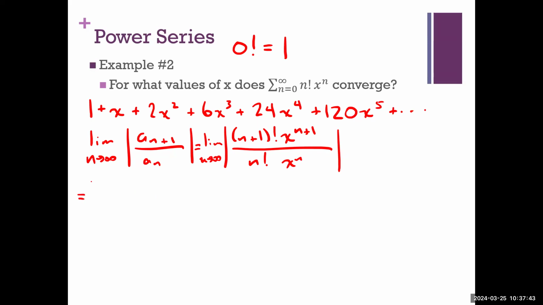Does this simplify at all? So we just saw how the x to the n plus 1 over x to the n simplifies. I'll call that absolute value x and pull it out. Do the factorials simplify in any convenient way? How so? n plus 1 times n factorial. Okay, so let's write that down and we'll talk about it.